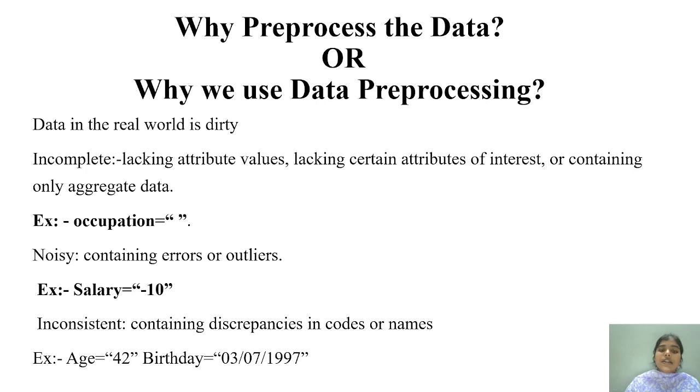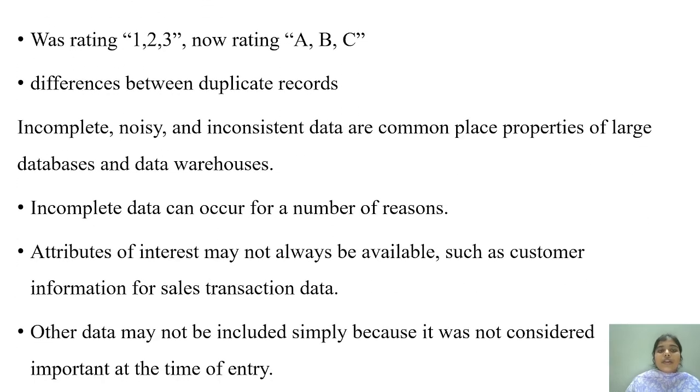Next, coming to inconsistent data. For example, if two people are entering data of employees in a database, one person may follow the birthday format as month, date, and year, and some may follow date, month, year. If two people are performing operations on the same database and storing the same data in multiple formats, it could lead to discrepancies in the data. Duplicate records also lead to discrepancies. So we can see that incomplete, noisy, and inconsistent data may occur because of multiple reasons.